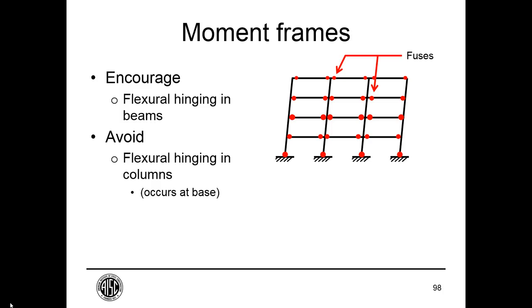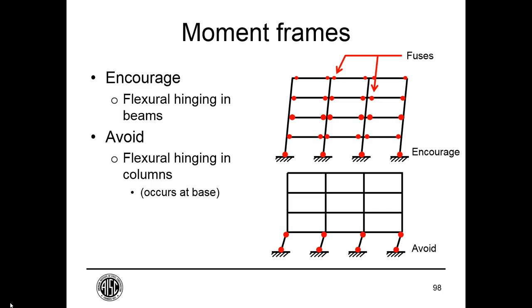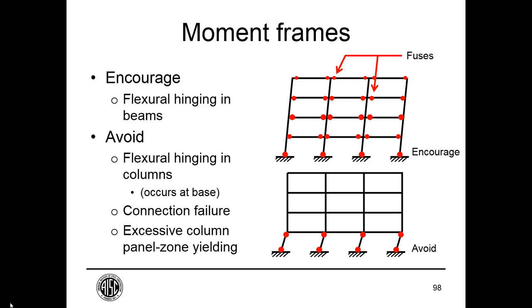If we proportion it correctly, we avoid a situation like this where we're forming plastic hinges top and bottom of that first floor column. We don't like the plastic hinges in the column, and this also is very concentrated ductility that could lead to very little inelastic drift capacity. We also want to avoid connection failure. We get a lot of ductility out of the beam rotation, not a lot out of failure of welds and bolts. And in general, we try to preclude excessive panel zone yielding, as we'll discuss in the moment frame sections.